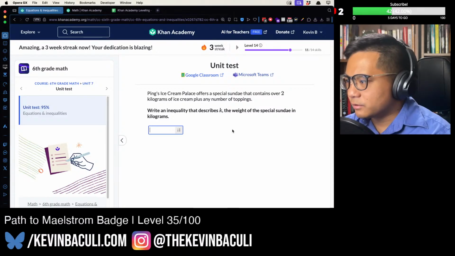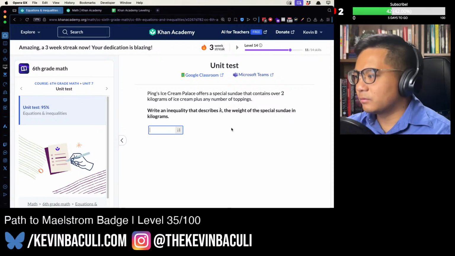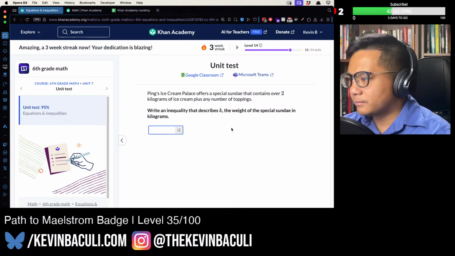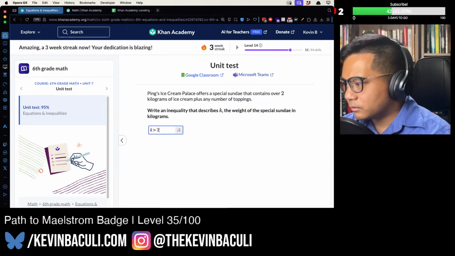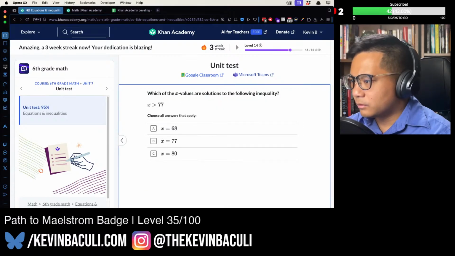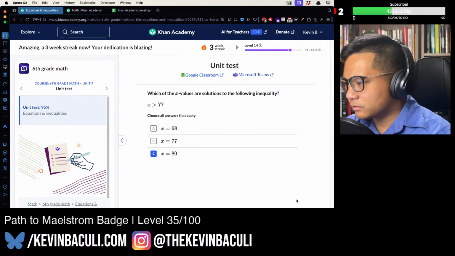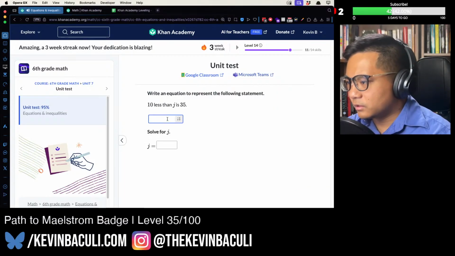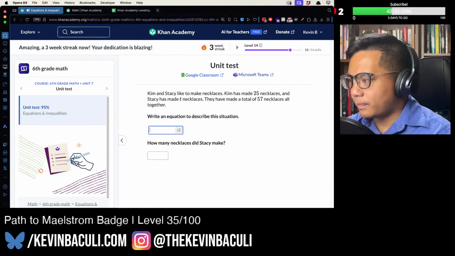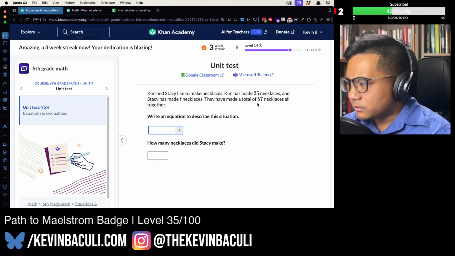Pink's Ice Cream Palace offers a unique sundae that weighs over 2 kilograms, with the addition of toppings. K is greater than 2. X is greater than 77. 10 less than J is 35. 10 less than J. This is like everything else. They make 25 necklaces.